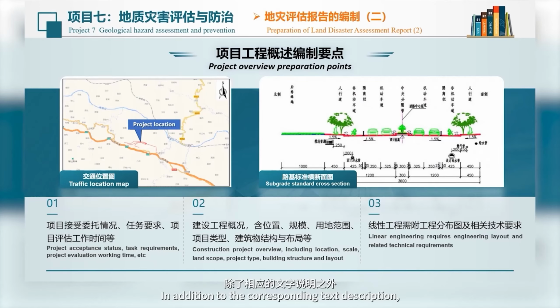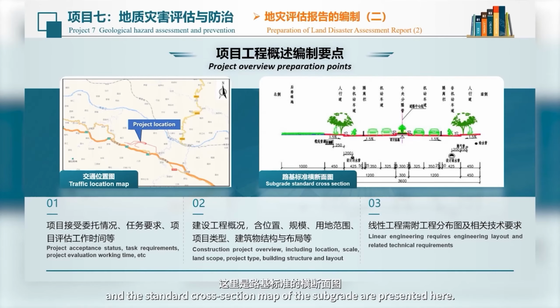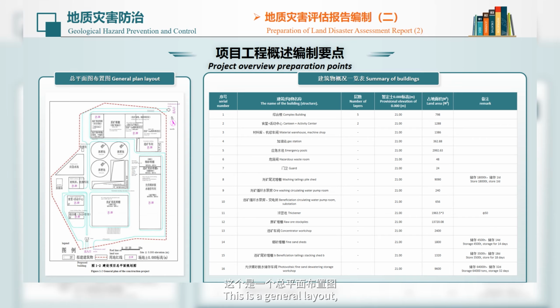to the corresponding text description, but also attach the relevant map description. The traffic position map and the standard cross-section map of the subgrade are presented here. This is a general layout. On the left is a list of architectural overview. Through the illustration of the chart, readers can quickly understand the scale of the proposed project and construction characteristics.